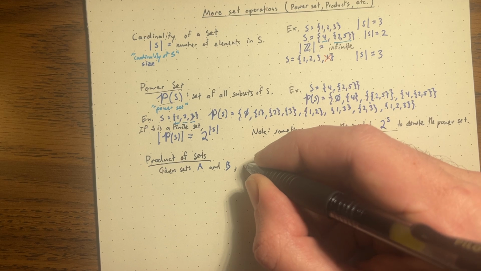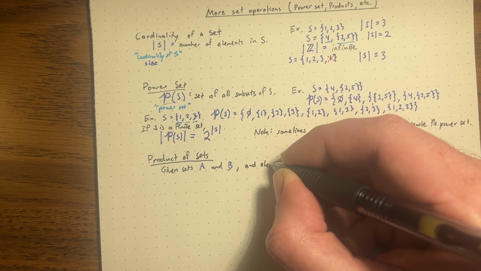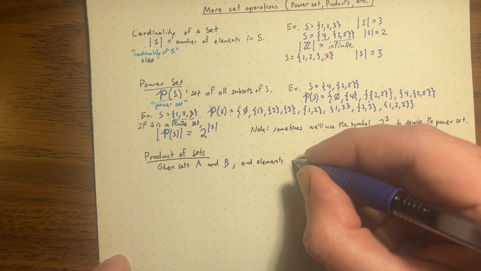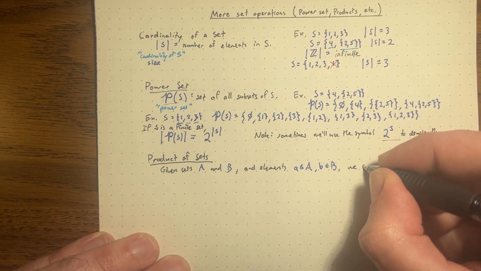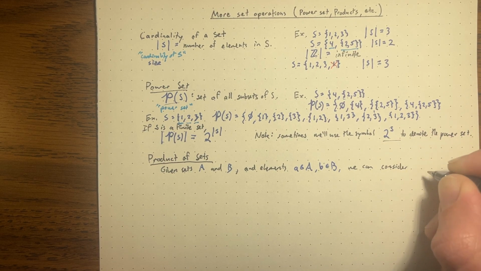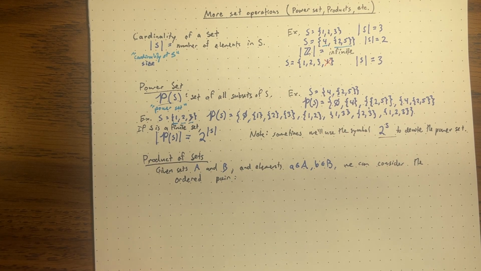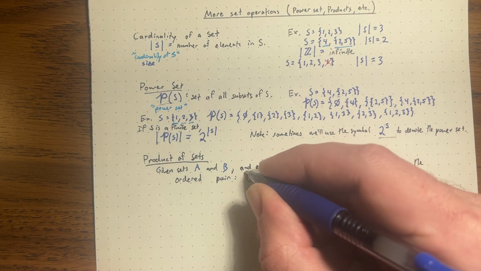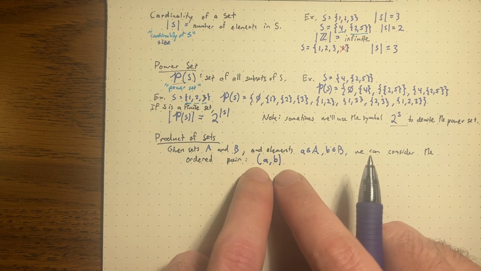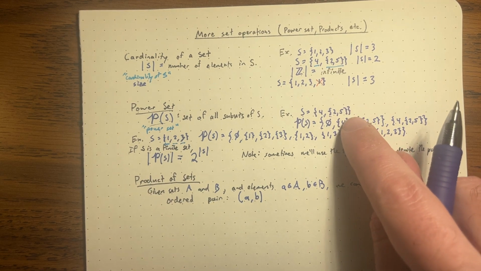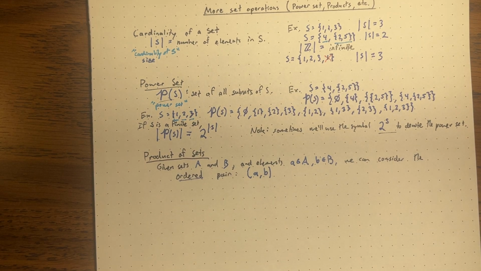Well, before we define a product, actually, let's define the idea of an ordered pair. So given sets A and B and elements, let's take an element of A, let's say little a is in A and little b is in B, we can consider the ordered pair. An ordered pair is just kind of what you're used to. You use parentheses, and you just list your elements inside. So for an ordered pair, we use these parentheses rather than the brackets. So this is not a set, it's just a pair, and it's an ordered pair. So order does matter in our ordered pair.